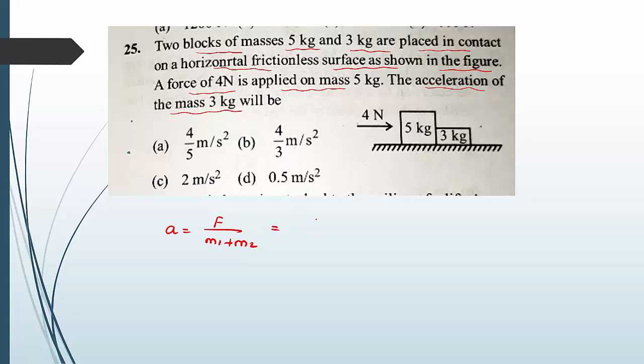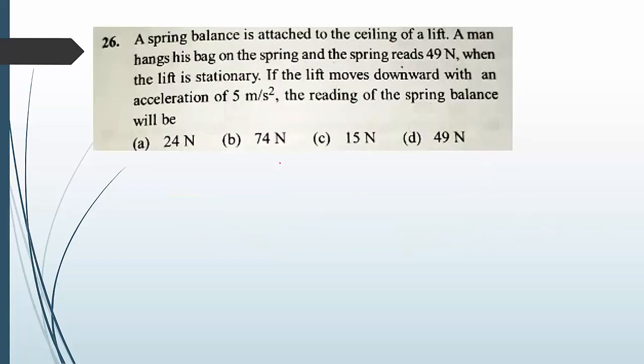So force is given, that is 4 Newton. Mass is m1 plus m2, that is 5 kg plus 3 kg. So that will be 4 by 8. 4 by 8 means 1 by 2, which is equal to 0.5 meter per second square. So option D is the right answer.